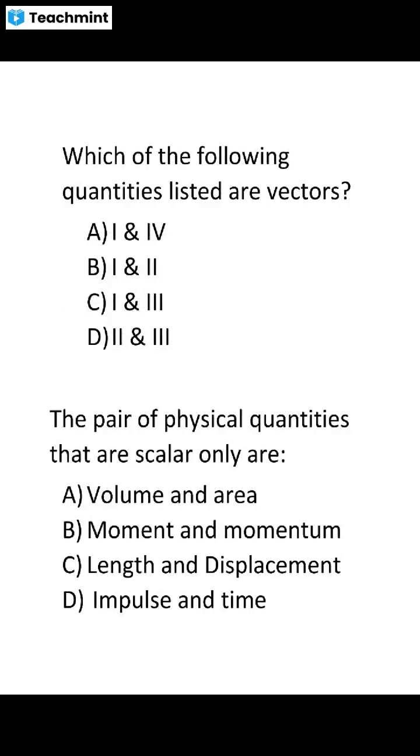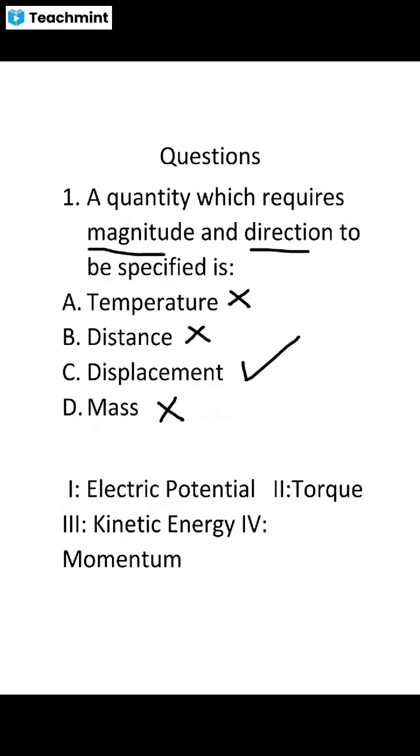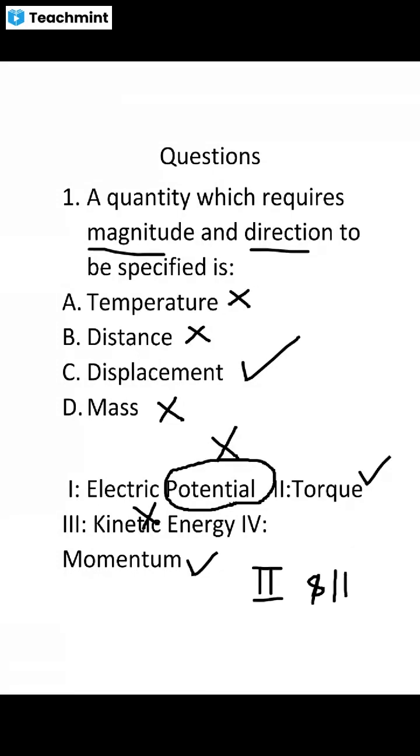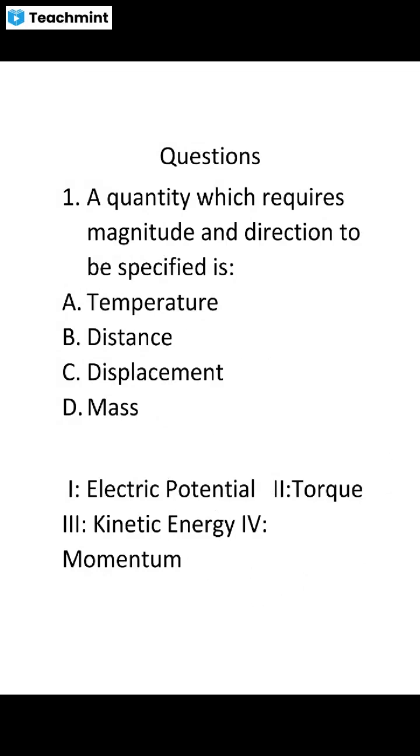Now, this is a question for the next page. Let's see what the question is. Which of the following quantities listed are vectors? Let's go and mark the ones that are vectors. Electric potential. What did I tell you about potential? Potential is defined in terms of work done. So this is not a vector. Torque is a moment of force. Torque is a vector. Kinetic energy, anything energy or work, is not a vector. Momentum is a vector. So our answer is torque and momentum. 2 and 4.